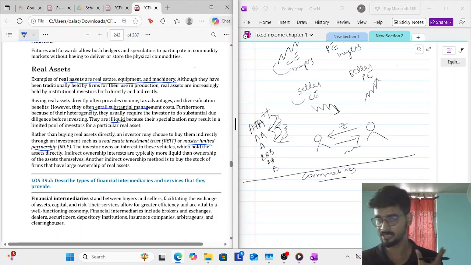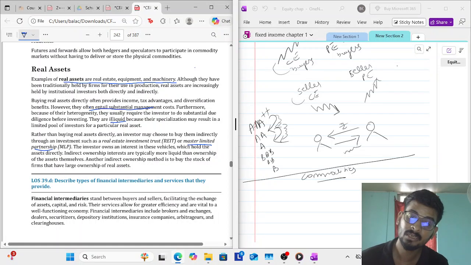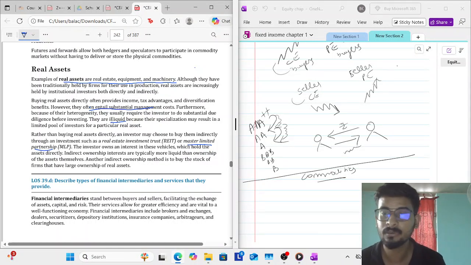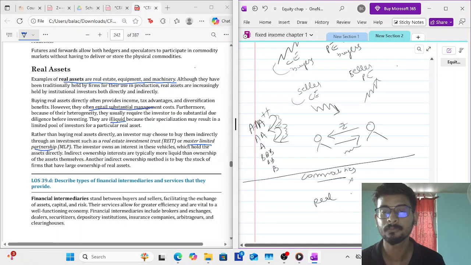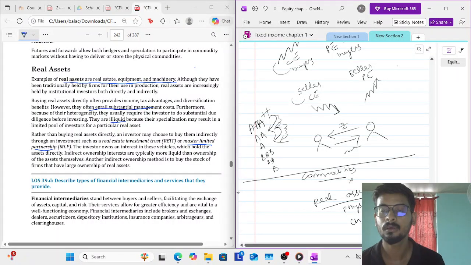Real estate, they have just told, is what you can touch, and these are real estate, equipment, machinery. The second paragraph talks about its characteristics. It's illiquid, it has substantial management fees. Now the third paragraph talks about real estate types. How can you participate indirectly? You can participate through REIT and master limited partnership. So commodities, nothing was there. And in real estate, real asset, we just talked about what is physical, what can be touched. And we talked about the characteristics, and we talked about REIT and MLP.